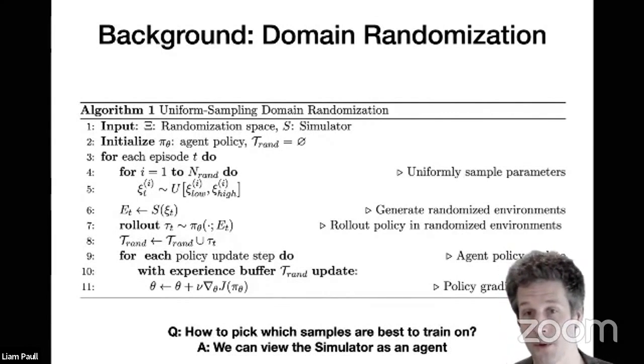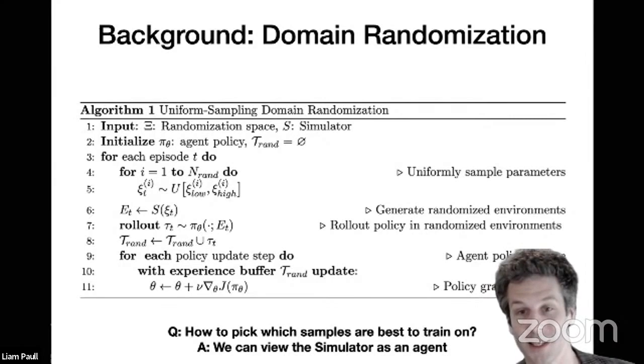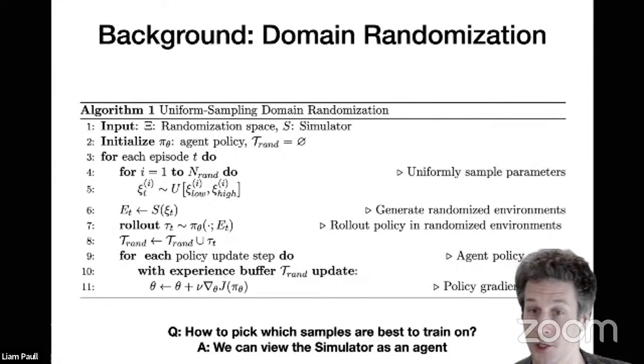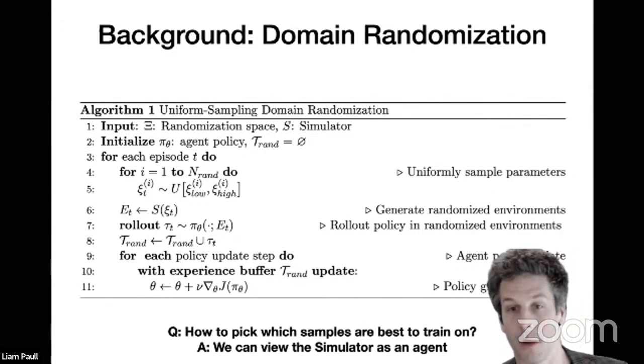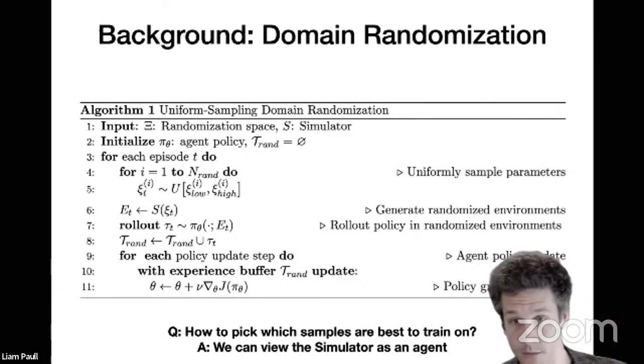Once we've sampled this, we can generate an environment, a simulation instance that we can use to generate a rollout. So we generate a trajectory, we add that trajectory to our replay buffer, and then at some point we take a policy step using our replay buffer, using a typical policy gradient.